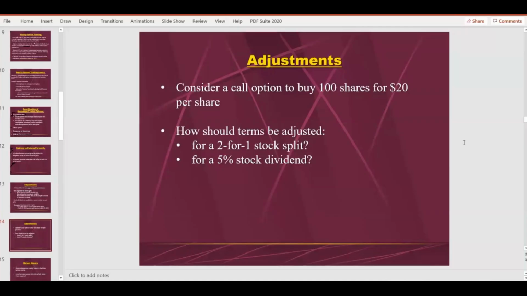So in this case, if we have a 2-for-1 stock split, the call will be now to buy 200 shares instead of 100. However, the strike price now, instead of $20, the new strike price is equal to 20 divided by 2, which is $10. So this is the adjustment that we need to do.